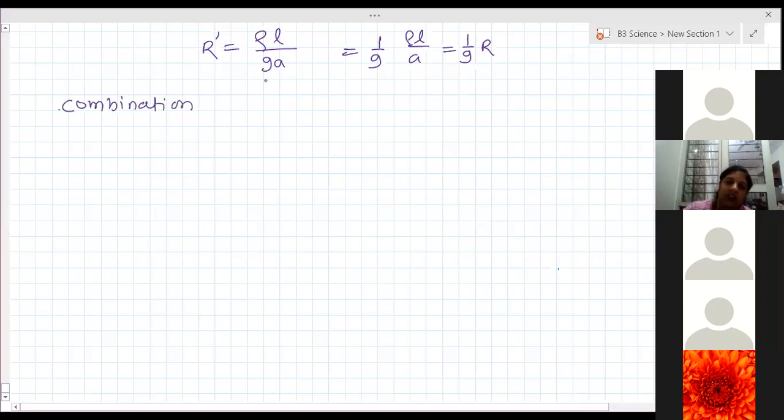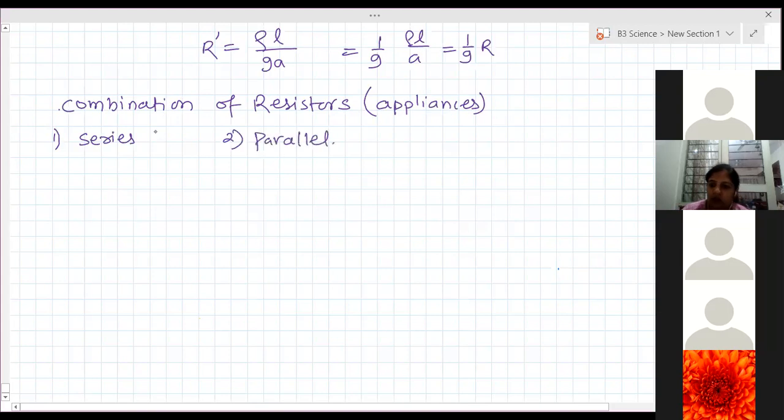One is series and another one is parallel. Combination of resistors or also appliances. The first type of combination is series and the second one is parallel combination. So what do you mean by series and parallel combination?